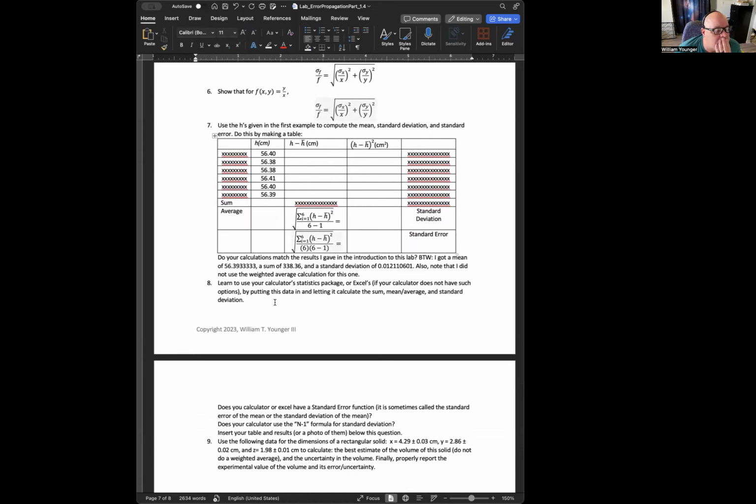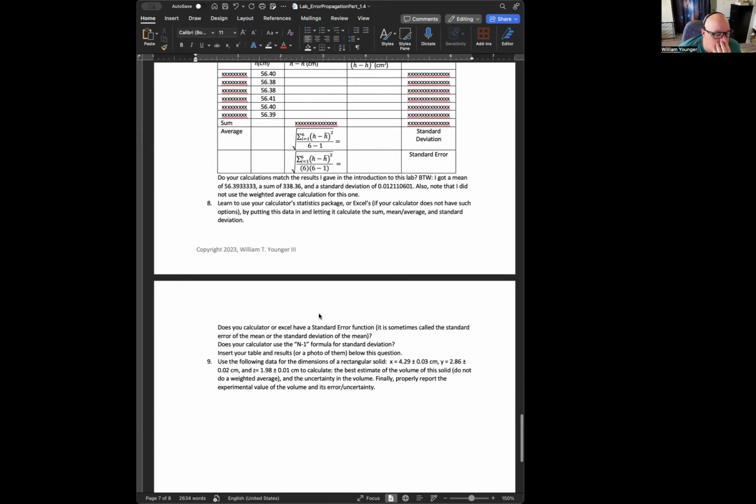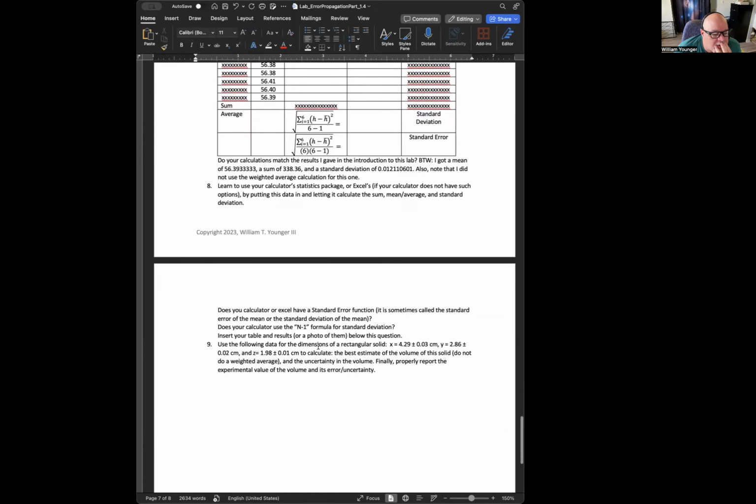Let's see, number 8, learn to use your calculator statistics package. Yeah, you definitely need to do that. Number 9, use the following data for the dimensions of a rectangular solid. Calculate the best estimate for the volume of the solid, do not do a weighted average, and the uncertainty in the volume. Finally, properly report the experimental value of the volume and its uncertainty. So that's the other lab you have to do. Me explaining it takes way more time than it takes for you to do it.